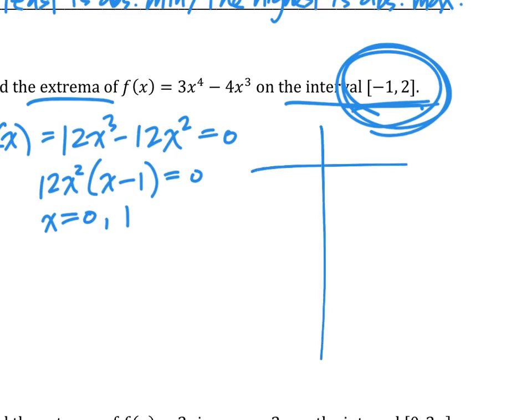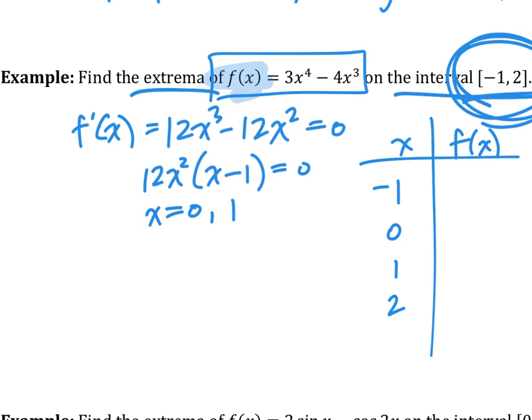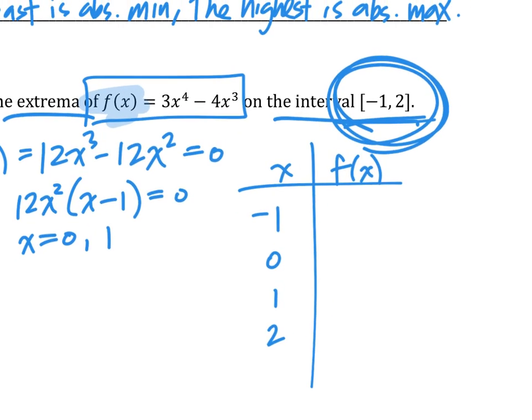So what I'm going to do is make a table. X, f of x. I have my endpoints, negative 1, and then 0, 1 are my critical points, and then 2 is my other endpoint. What I'm going to do now is plug it into the original function. Please plug into the original function, because when we're saying the highest or the lowest, we are talking about the highest value or the lowest value of the original function. Please don't plug it into the derivative. If you plug it into the derivative, you'll realize, how come I keep getting 0 on my critical numbers? So please be careful. All right, very easy, just plug it in.